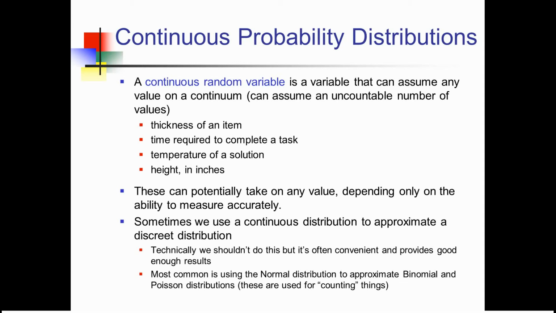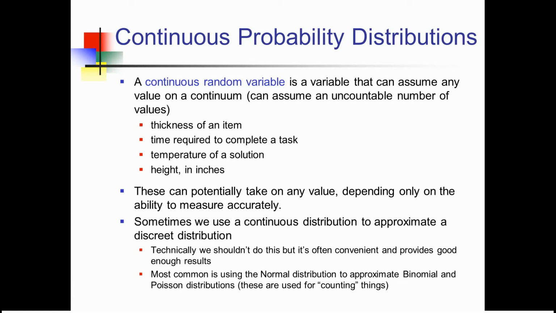So we don't usually make distinctions among just a finite number of things. Sometimes we use continuous probability distributions to approximate discrete distributions. We're actually going to do that in our class, and you'll see that it's a very convenient thing to do. It's often easier to work with a continuous distribution than with a discrete one. Most commonly, we use the normal distribution to approximate the binomial and Poisson distributions.